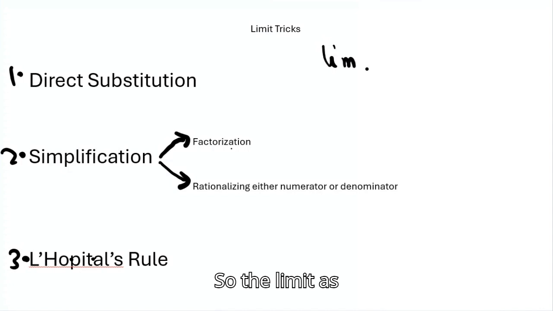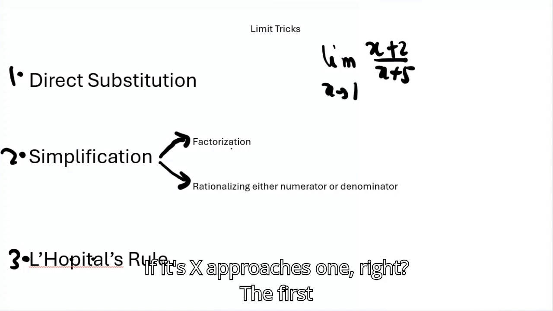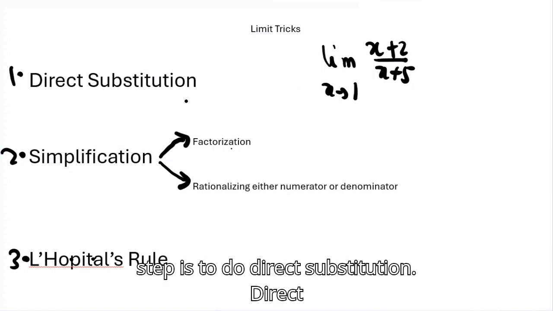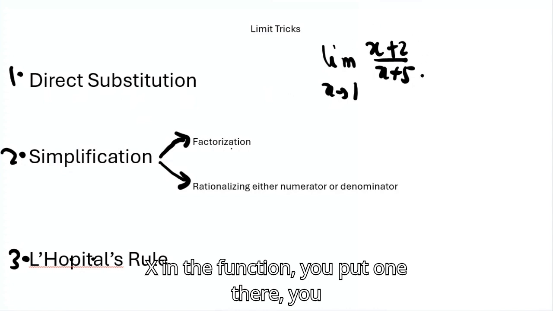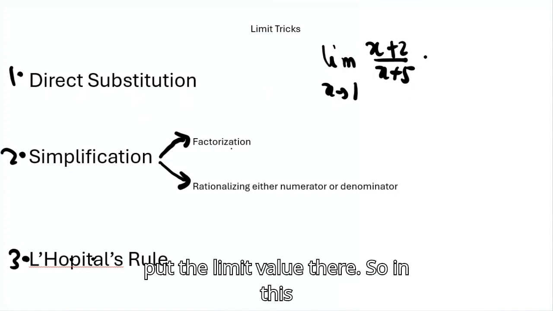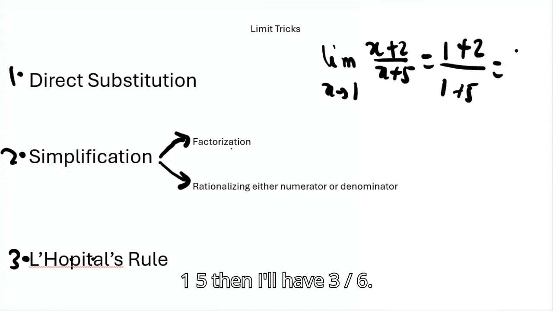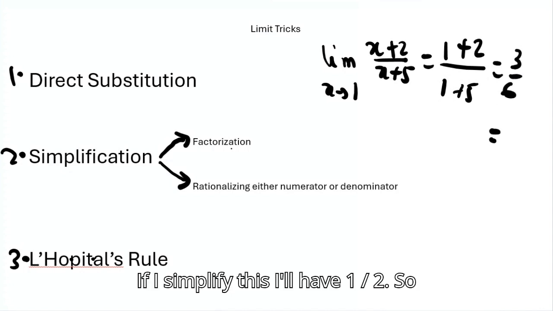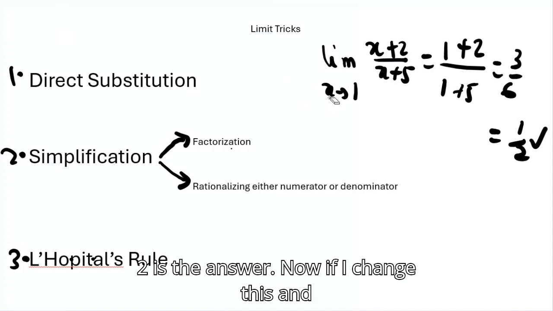The limit as x approaches 1 of (x plus 2) over (x plus 5). The first step is to do direct substitution. Direct substitution means that wherever you see x in the function, you put the limit value there. So I'll do 1 plus 2 all over 1 plus 5, then I'll have 3 over 6. If I simplify this, I'll have 1 over 2. That's the answer.